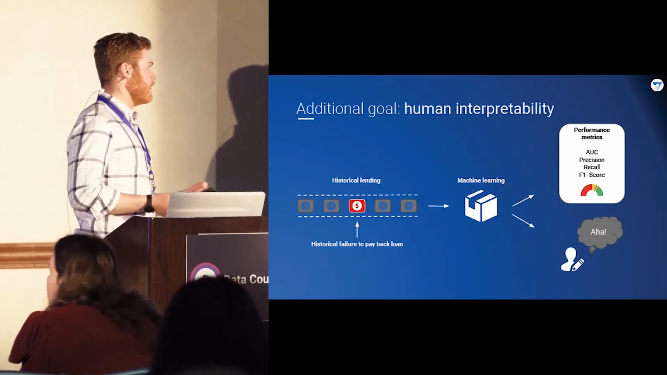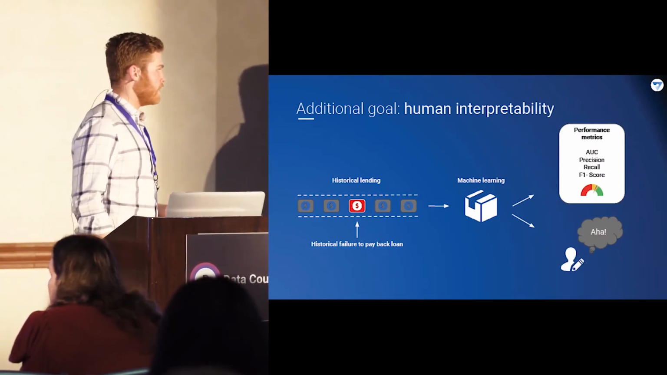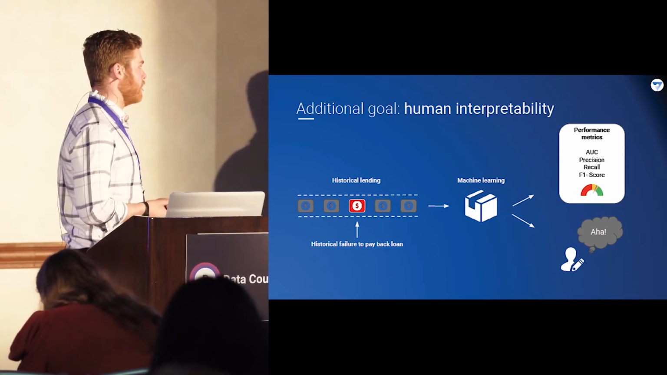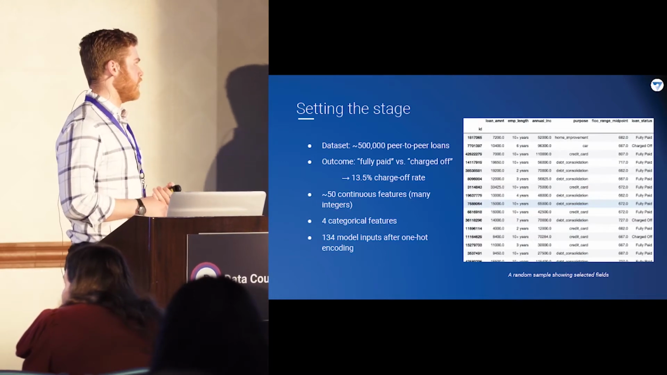And then, like I said, they have this requirement that they are interpretable, and so we also need a person to be able to go, aha, I understand what the black box is doing. So to set the stage, here's some details on the data set we used.